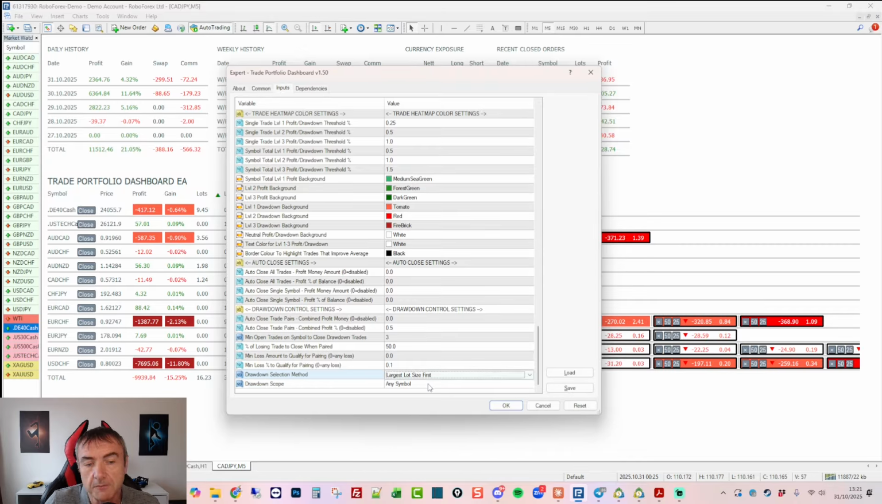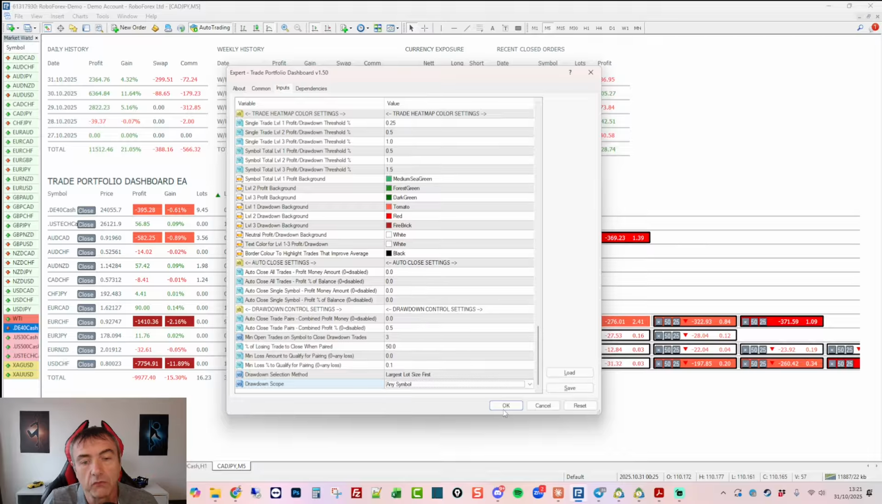The drawdown scope is available for either any symbol or the same symbol only, meaning that when we do the drawdown control, we can say, I only want you to do drawdown control on the symbol that you're closing the winning position out for, or I'm happy for you to close and match this profit with anything on any symbol that is in drawdown on my account.